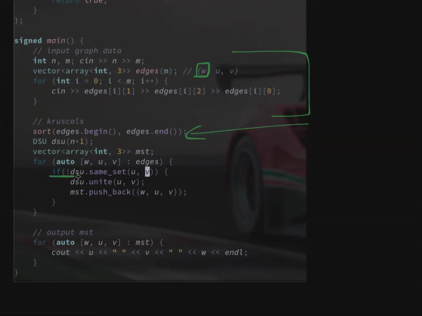Now, if they're in the same set, just skip over them, but otherwise you make sure to unite it because you have to mark that these two are part of the same set to eliminate the case where you add a node that causes a cycle, and then you simply push to the MST. And that's all Kruskal's is. It's very simple, but it comes in handy in a lot of problems because if you can twist a problem to create a minimum spanning tree, you can solve it very quickly, which provides a lot of utility.